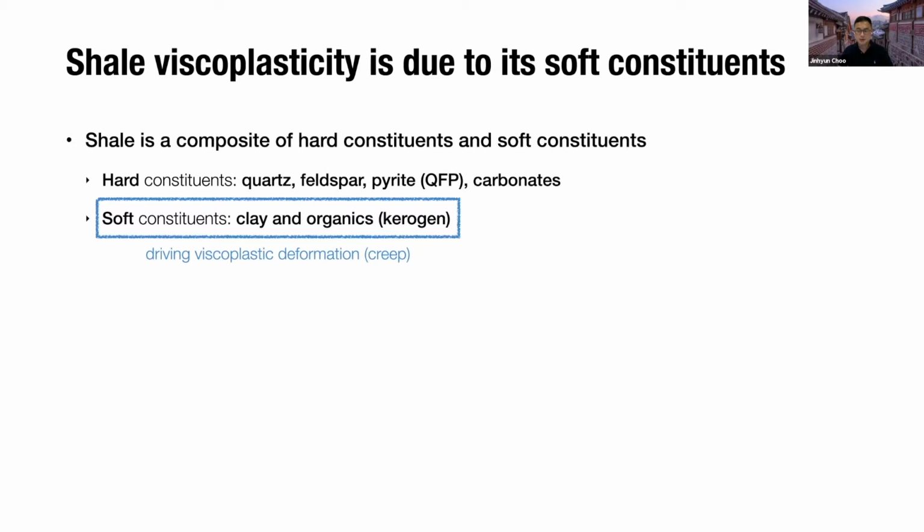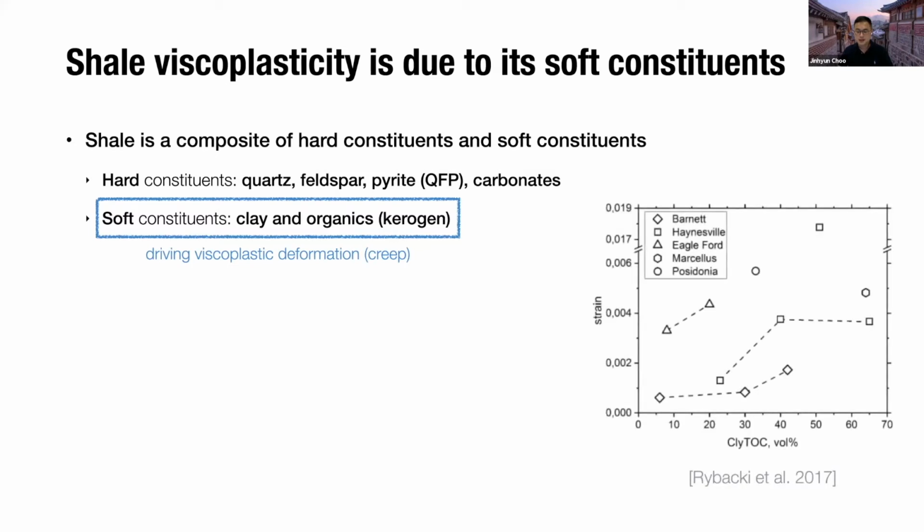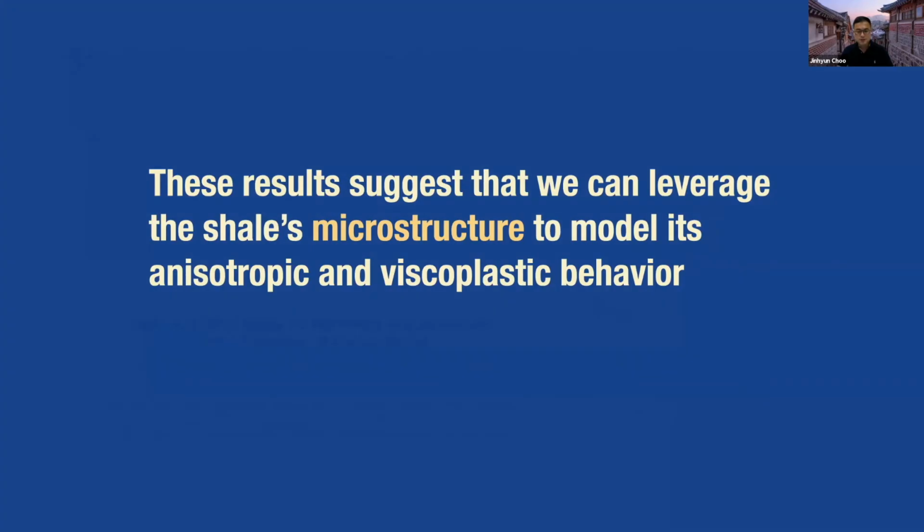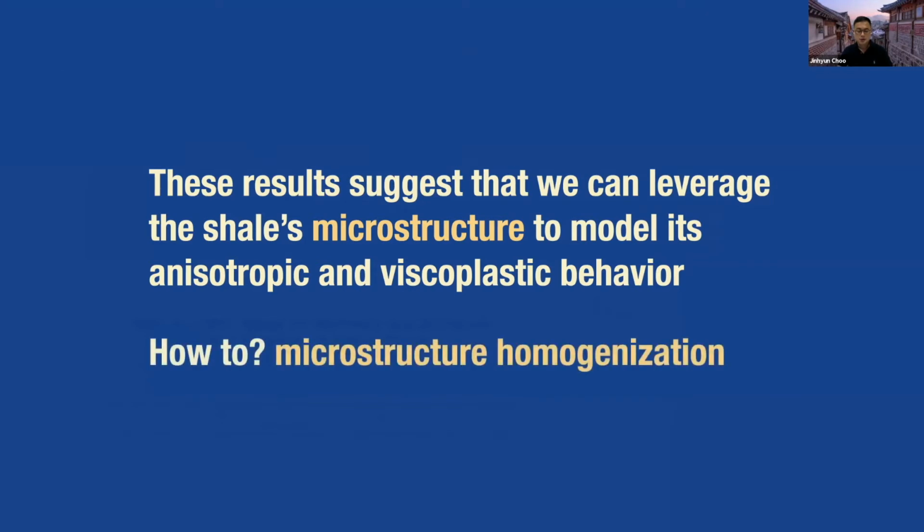This has been confirmed by many experimental studies, and here is one example by Rybacki et al., in which creep strain is correlated with clay contents. And more recently, Slim et al. studied the role of organic matter in creep from nanoscale to microscale. So these results suggest that we can leverage the shale's microstructure to model its anisotropic and viscoplastic behavior. But how to? We can use homogenization of microstructure.